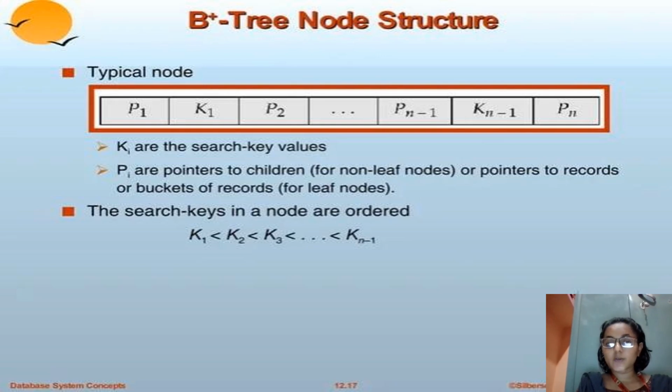B plus tree node structure. In a typical node, the Ki are the search key values and the Pi are the pointers to children, in the case of non-leaf nodes, or pointers to records or buckets of records, in the case of leaf nodes. The search keys in a node are ordered: K1 < K2 < K3 < ... < K(n-1).